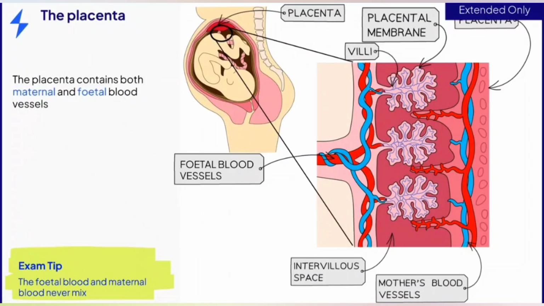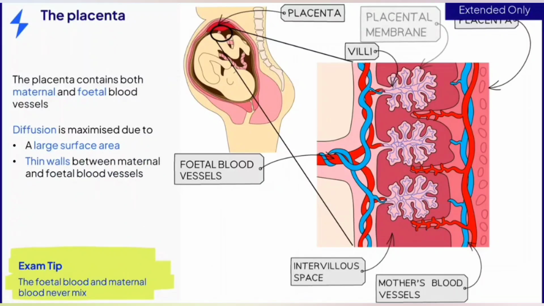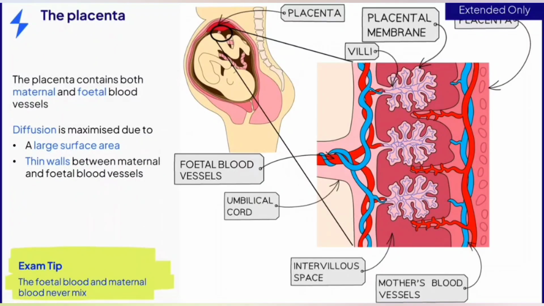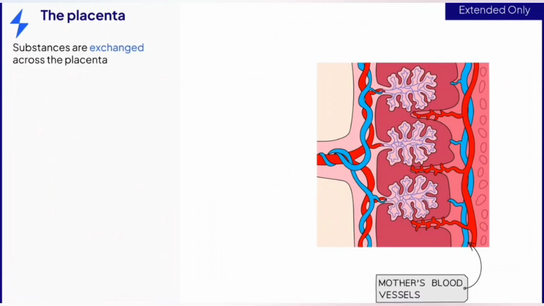The placenta is adapted to maximize diffusion through the presence of villi, which give a large surface area, and thin membranes, which give a short diffusion distance. The umbilical cord contains no nerves, only blood vessels, so after birth it can be cut painlessly to separate the baby from the mother. Substances are exchanged across the placenta to aid fetal development.